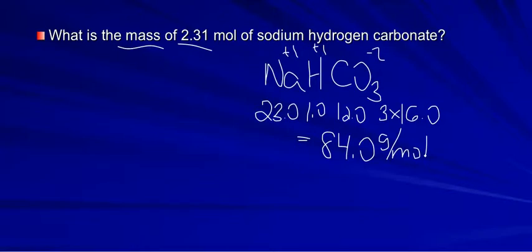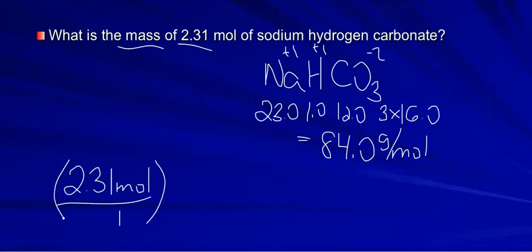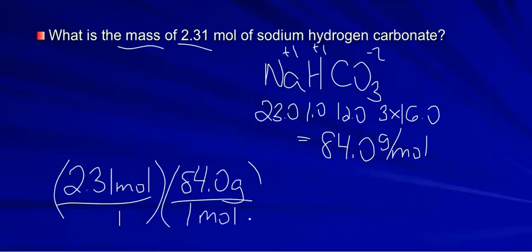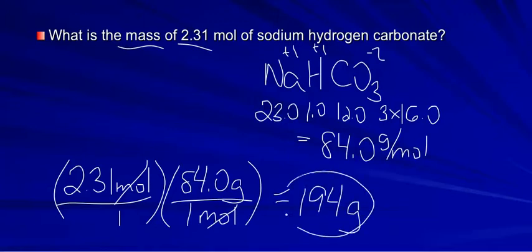Now I want to know the mass of 2.31 moles. So I'm going to start there, 2.31 moles. I know the molar mass, it's 84 grams in 1 mole. So if I multiply by 84 grams per 1 mole, your moles cancel out. I'm going to get the mass in grams. So 2.31 moles has a mass of 194 grams.